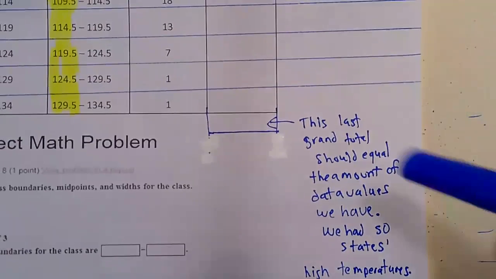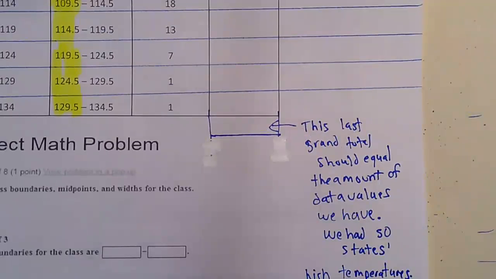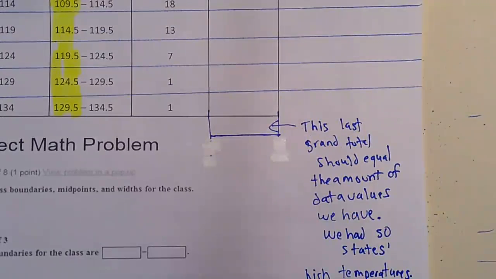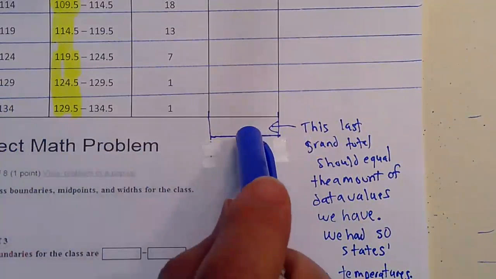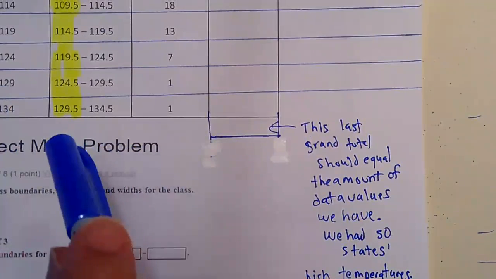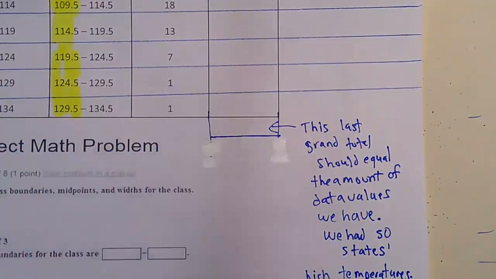So when we're done, you'll be able to check your work. When you do your homework problems, you can check your work before you actually hit check or next, by making sure this last number equals the amount of data. So this should be 50, and that's how you can check if you did it right. So just remember that when you do your homework.